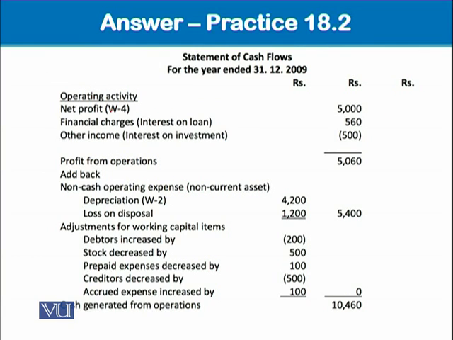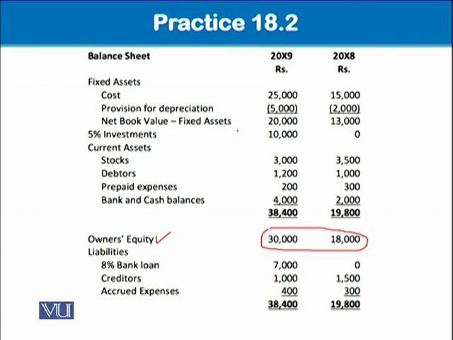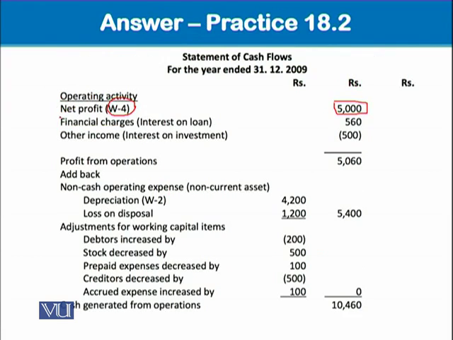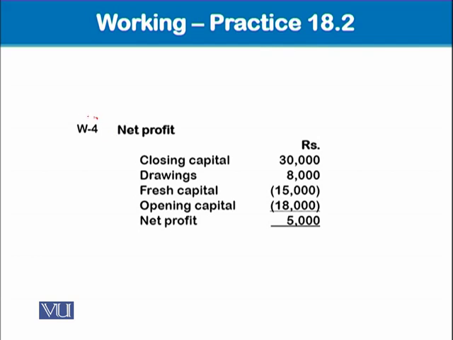Well, in this operating activity, we have to work out working 1 first. Why? Because without this working, we cannot get this 5,000 figure, because in the question we see that there is nothing relating to the profit figure, and here we are calculating the net profit figure. Well, how to calculate this? Just focus on working 1 first.